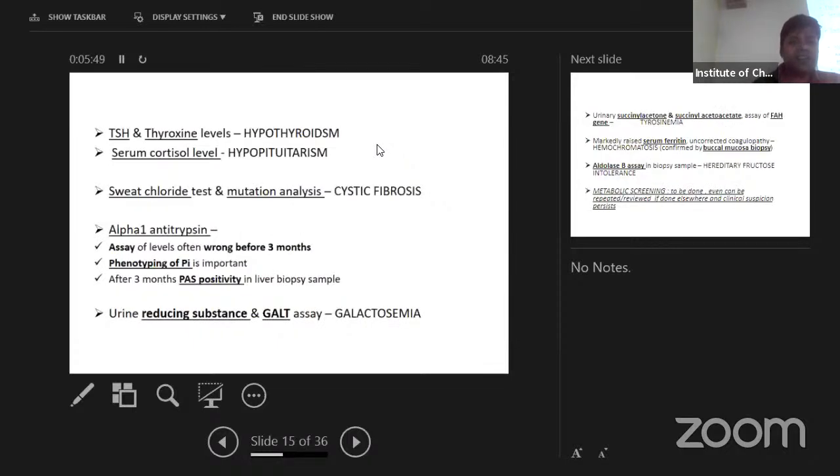TSH and thyroxine level indicate hypothyroidism, serum cortisol level for hypopituitarism, sweat chloride test and mutation analysis for cystic fibrosis. Alpha-1 antitrypsin assay of the levels is often wrong before 3 months. Phenotyping of the PI is important. After 3 months, PAS positivity in the liver biopsy sample. Urinary reducing substance and GALT assay for galactosemia.